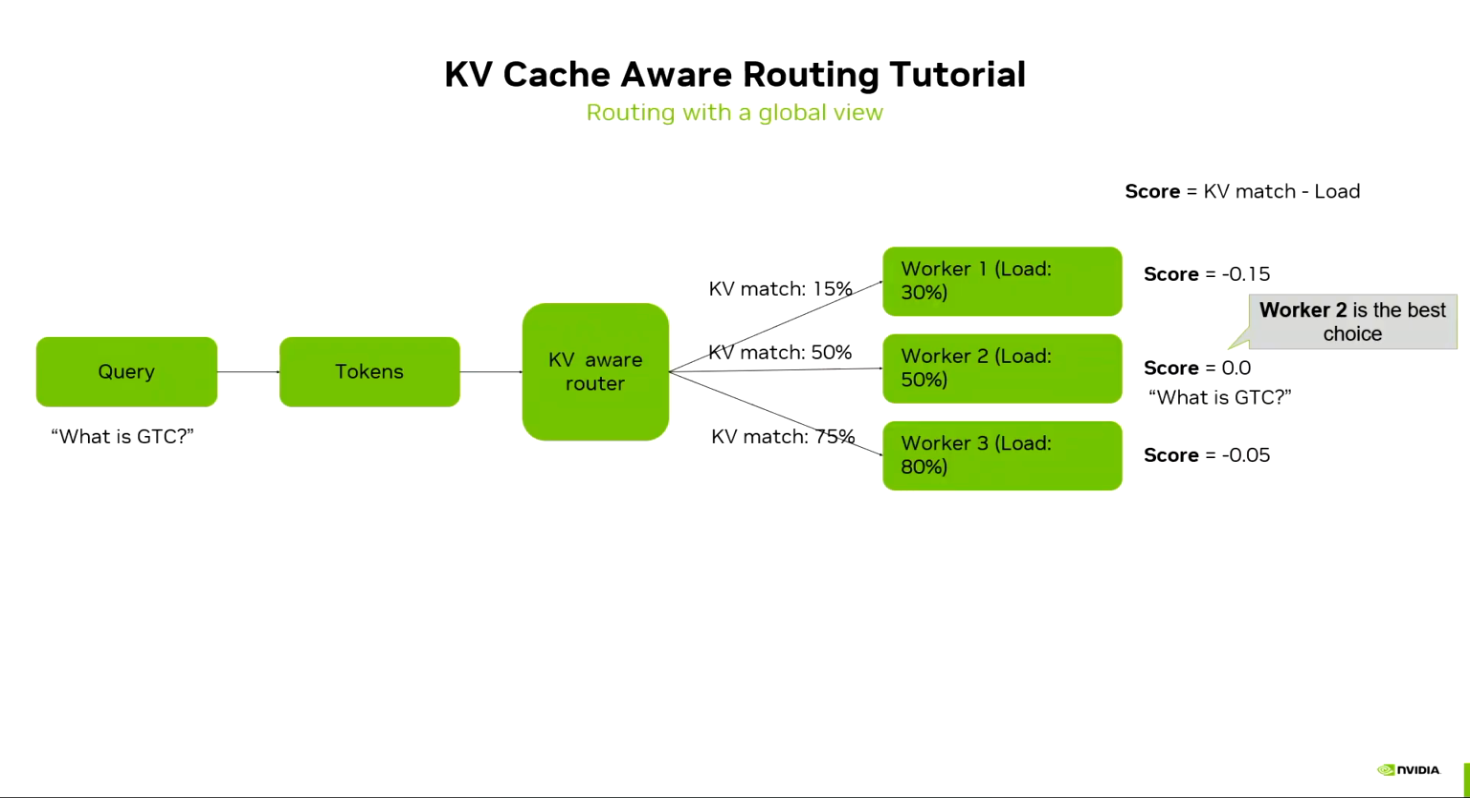We have a mechanism in Dynamo where we calculate the score of each worker. The query tokens come, and with that prefix cache tree, we know how much cache hit we will be getting at each worker, but we also need to know how much load they are currently under. So in this case, even though worker 3 had the highest KV match, because it was under the highest load, 80, its score was lower than worker 2. So we will route the request to worker 2.